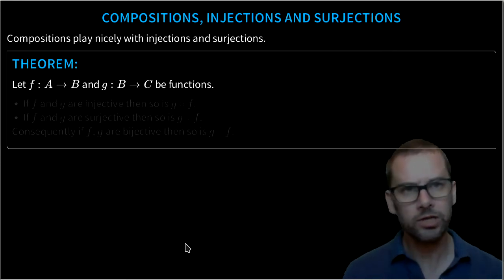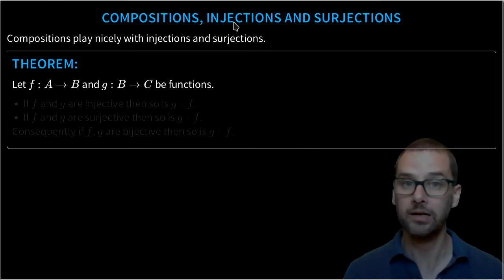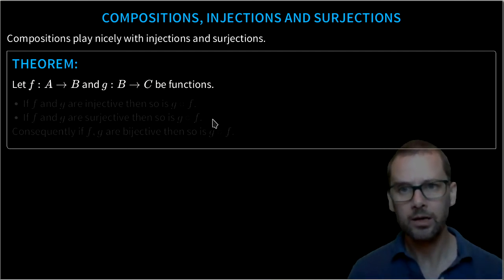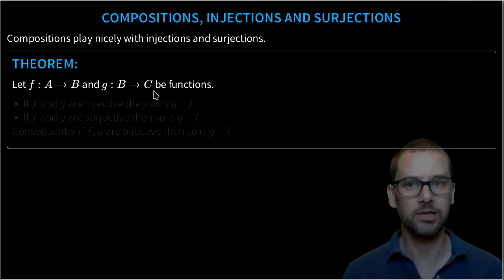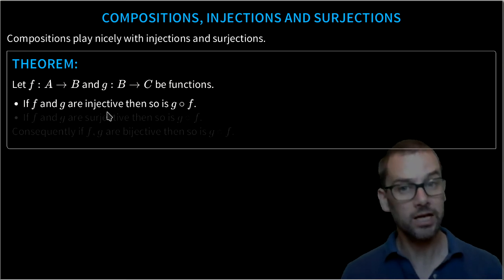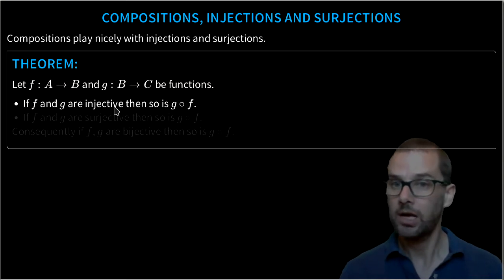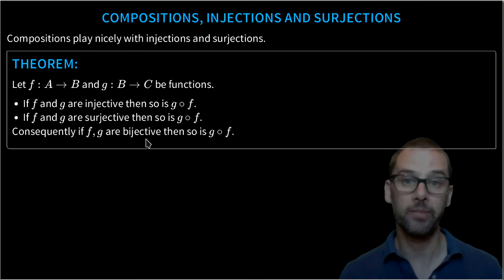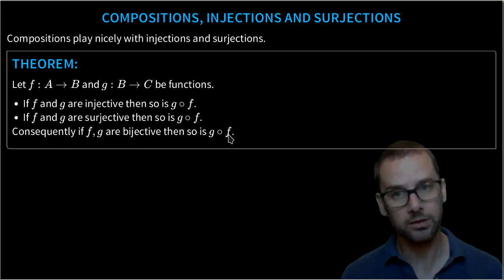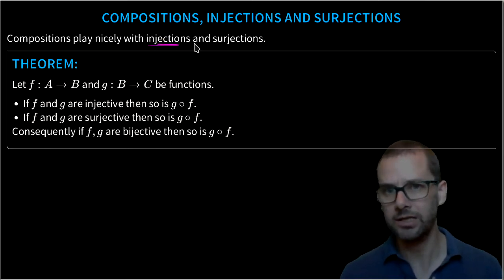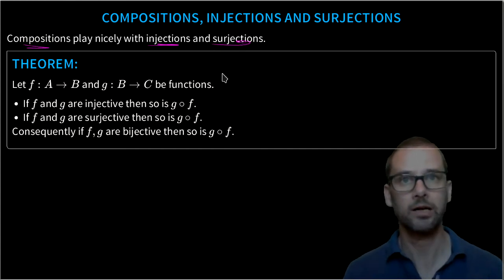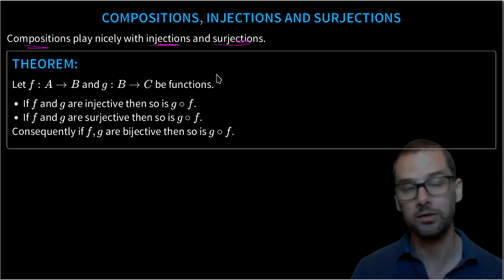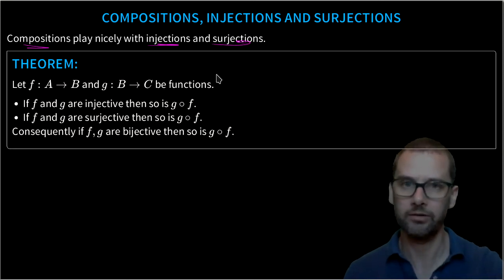Now, when we chain functions together like this, we can ask how does it interact with injections, surjections and bijections, these properties we defined in the previous lecture. So let's take f from A to B and g from B to C. If f and g are both injective, then so is their composition. If f and g are both surjective, so is their composition. And consequently, if they're both bijective, then so is their composition. So this is telling us that composition plays really nicely together with injection and surjection. These interact really well, and we can prove these properties quite easily. The proofs aren't very difficult.